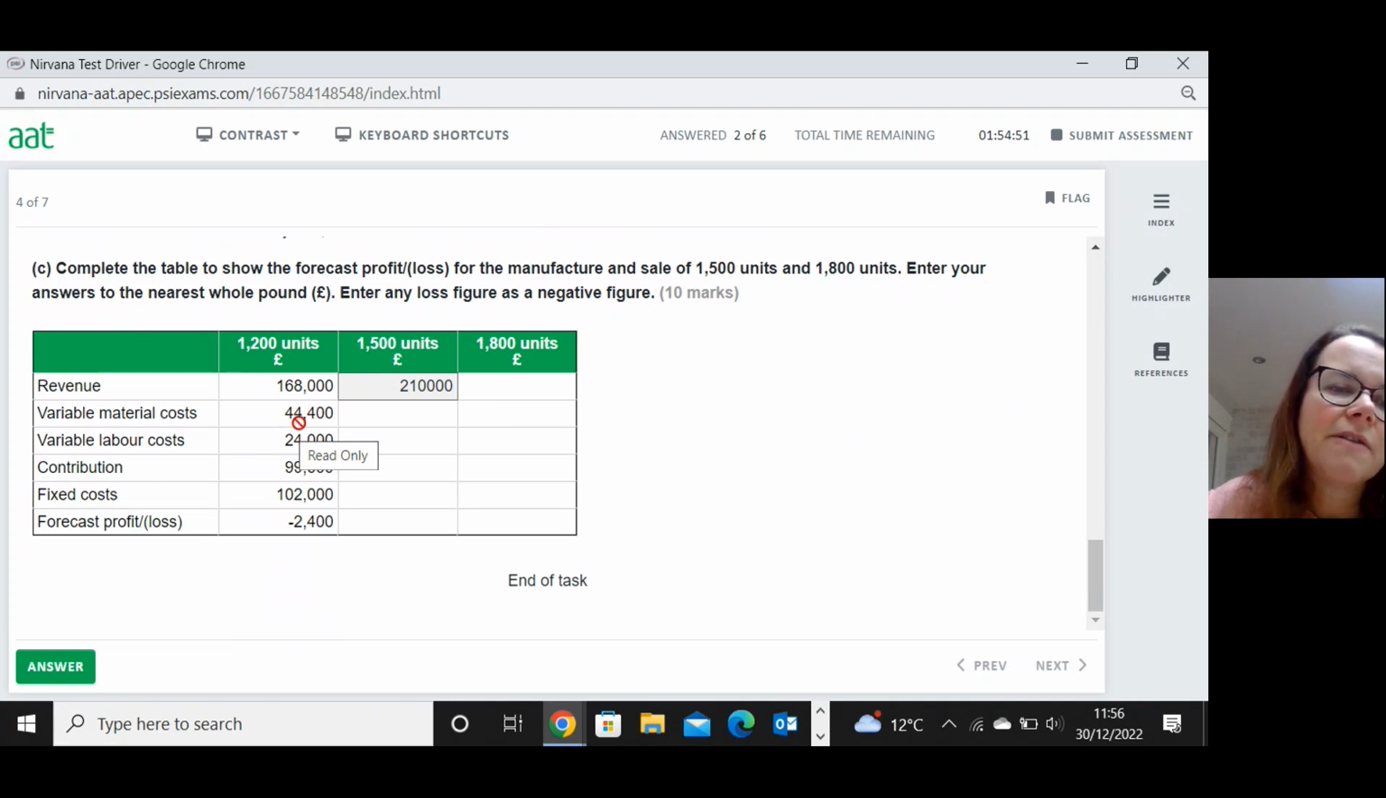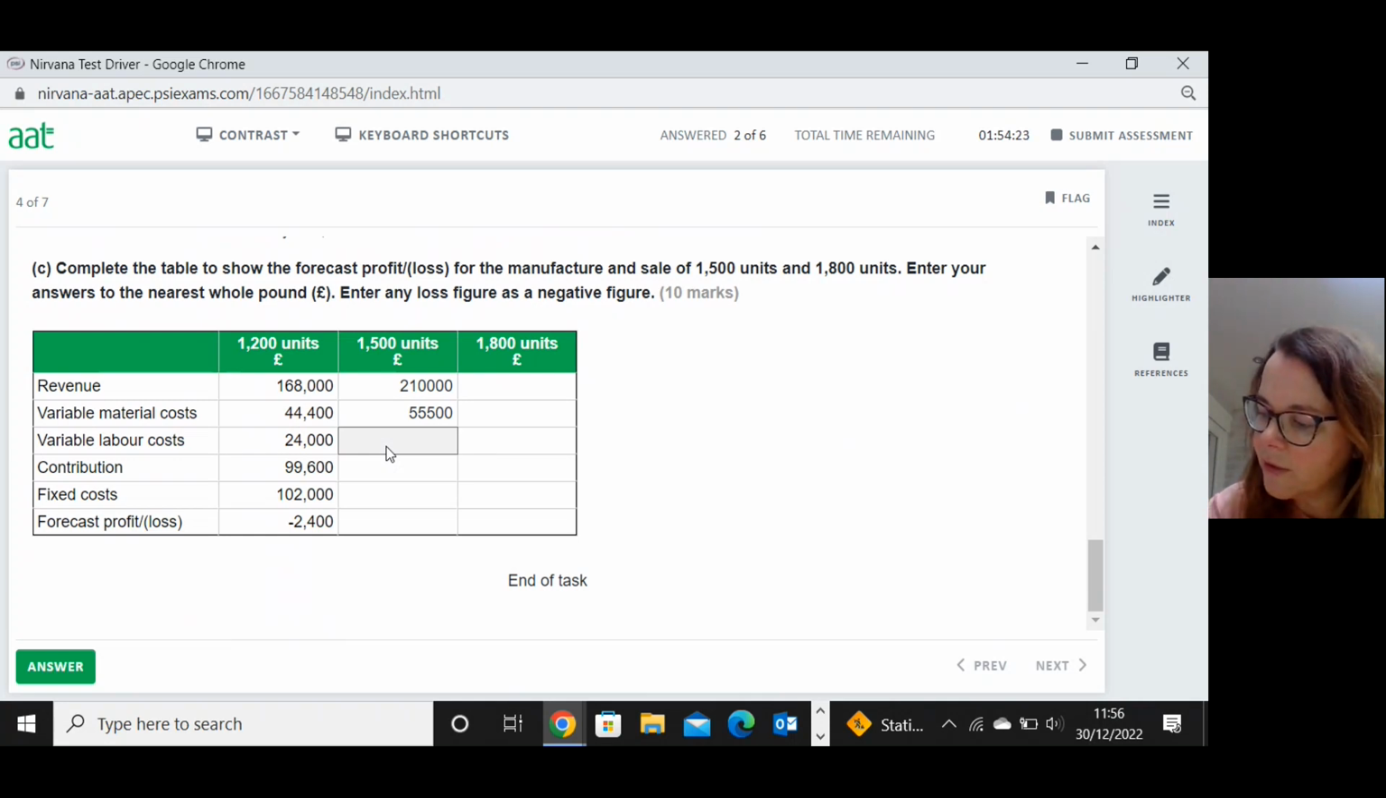For the variable material cost, we repeat the process. So 44,400 divided by 1,200. Make a note that that comes to £37 per unit. And then we're multiplying it by 1,500 units to get the data at this level of output. Repeat for variable labour costs. That works out at £20 each, giving a total of 30,000.